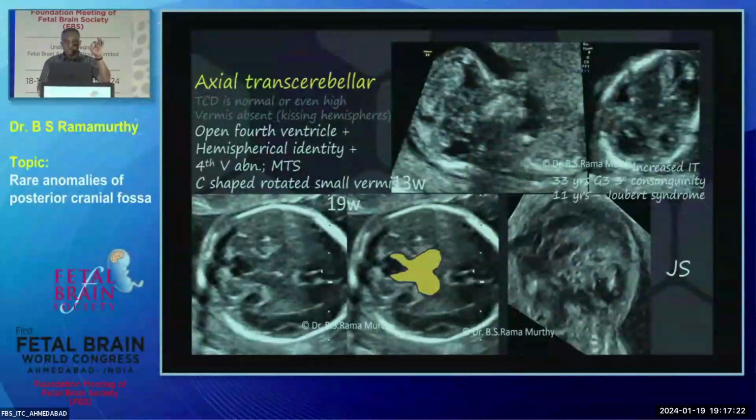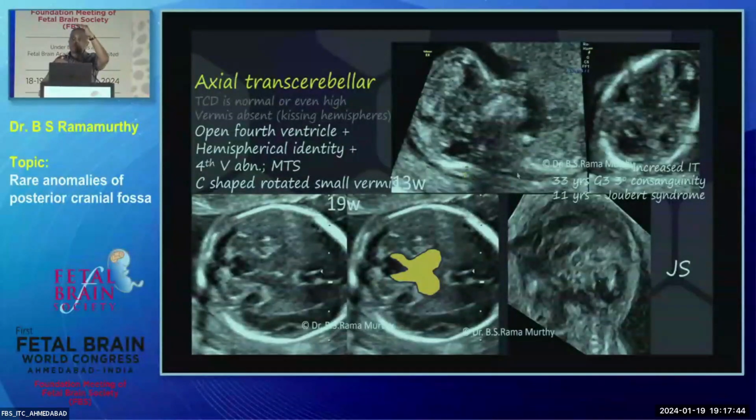Now let's look at this presentation. Here is a case who came with a red flag. This lady is 33 years old. She comes with a history of her first child, 11 years, confirmed Joubert syndrome. And now you see that on your NT scan, you find what's happening here.